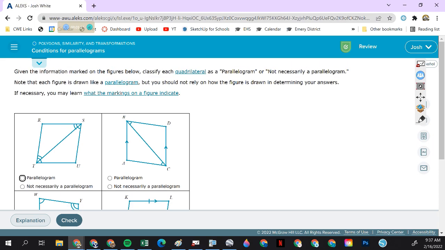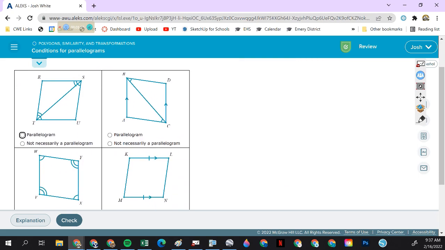Given the information marked on the figures below, classify each quadrilateral as parallelogram or not necessarily a parallelogram. So in some cases they might be, but it's not a guarantee. All right, so look at that first shape. Does that shape have to be a parallelogram? Well, let's look at what they gave us. So we know this angle is equal to this angle, and that angle is equal to that angle. Does that have to be a parallelogram?